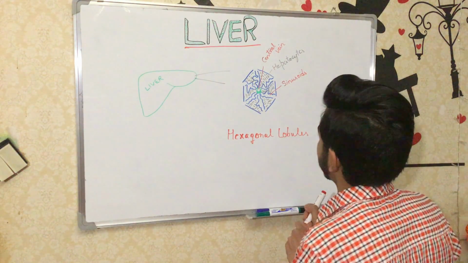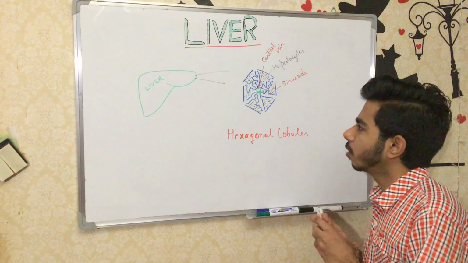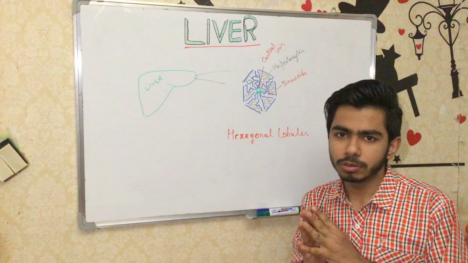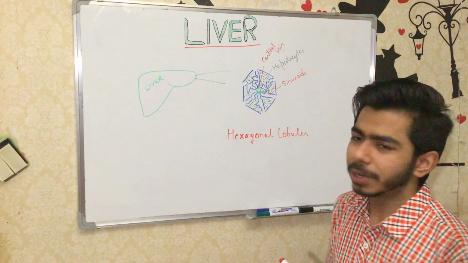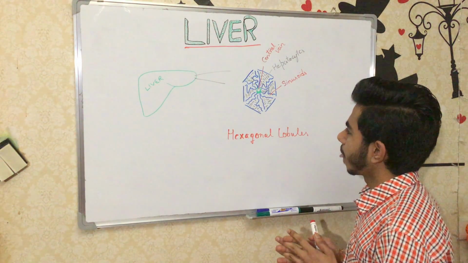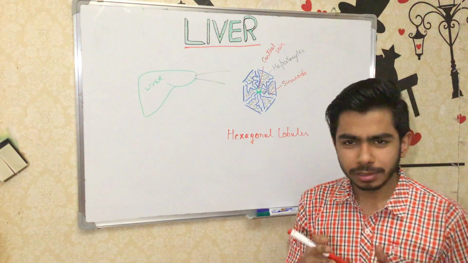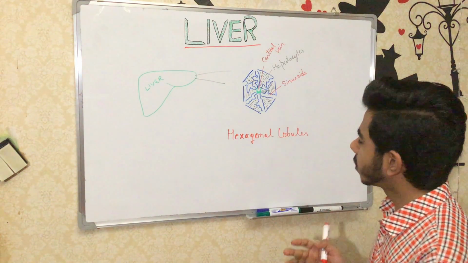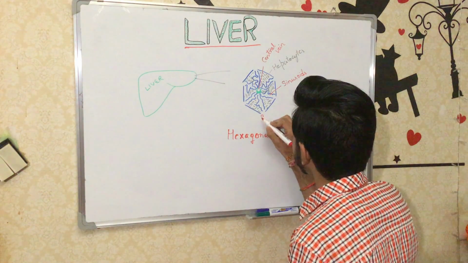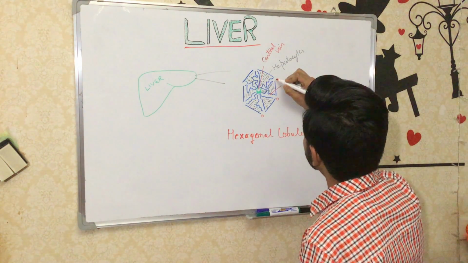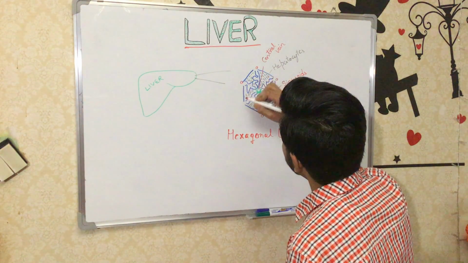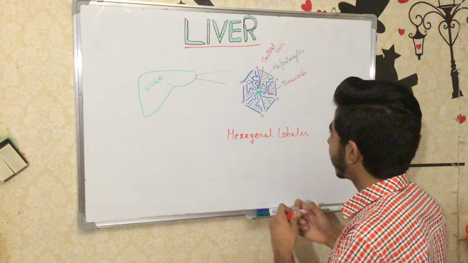So remember that before drawing this and before explaining about the hexagonal lobules, I explained about the blood supply to the liver. The main purpose was to really clarify about the portal triad. What structures does it contain? They contain the hepatic artery. So this is the hepatic artery coming into the liver.